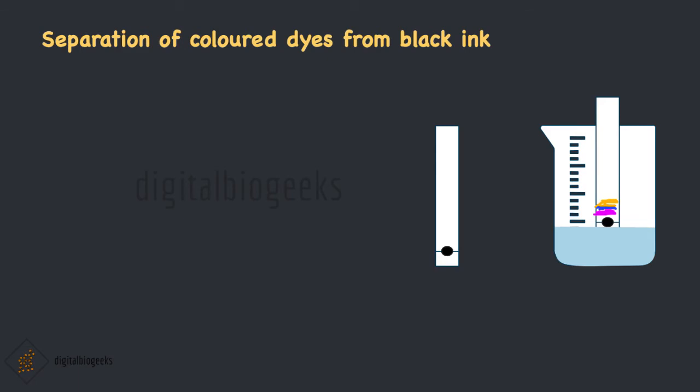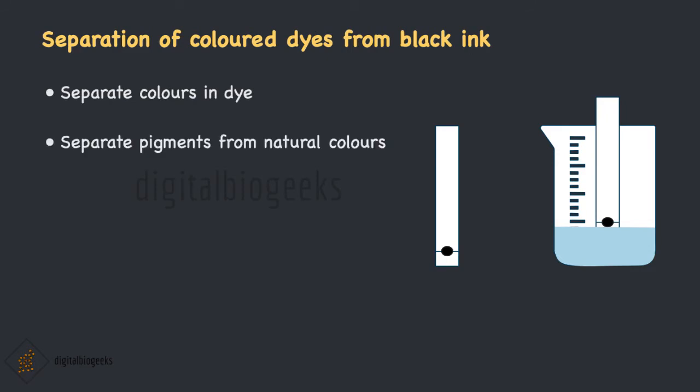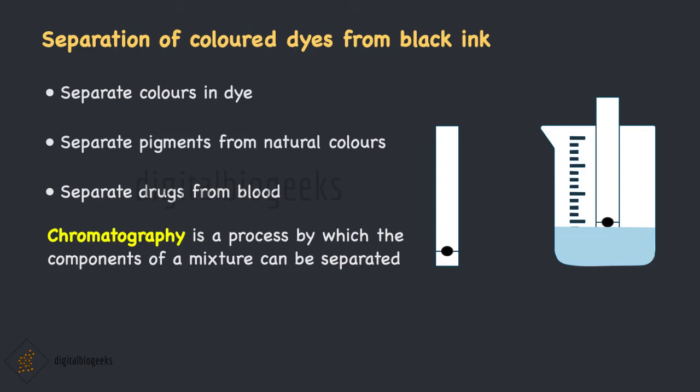When water rises up on the filter paper, it takes along the dye particles with it. Some dye particles dissolve in water easier than others, and they are pulled with water farther up in the filter paper. This way the colors are separated from black ink. This method of separation is called chromatography, and chromatography is used to separate the colors in a dye, separate pigments from natural colors, and separate drugs from blood.